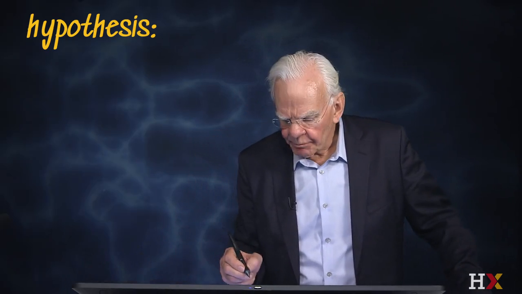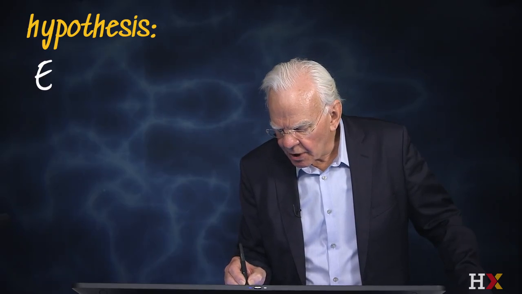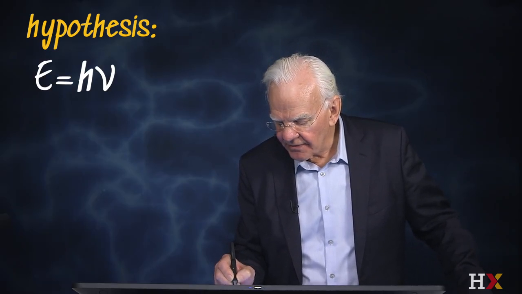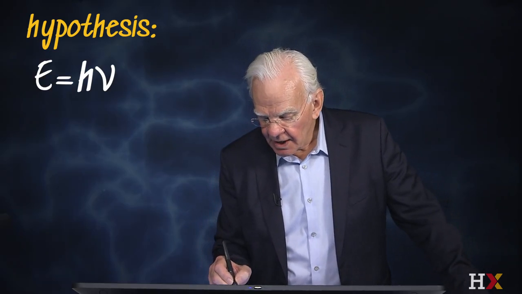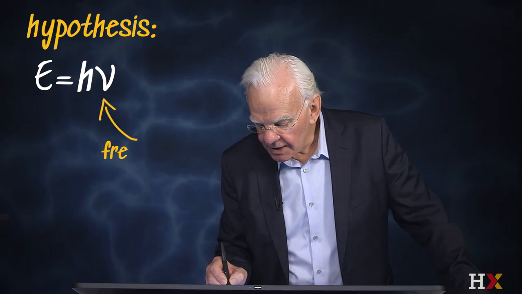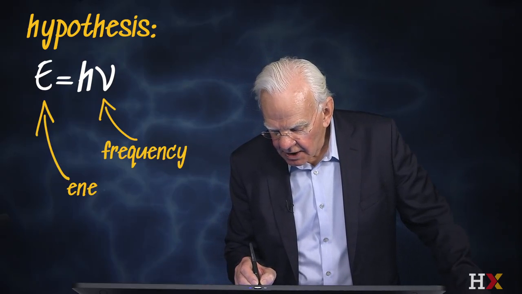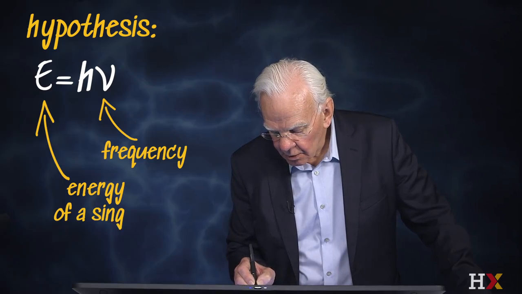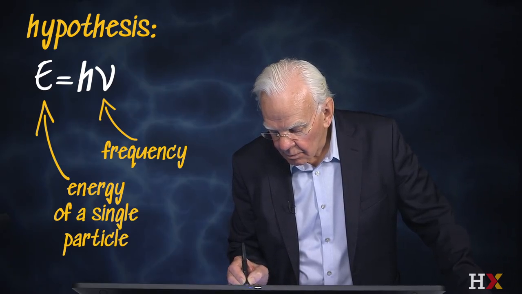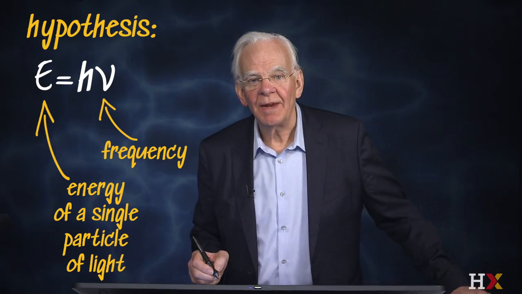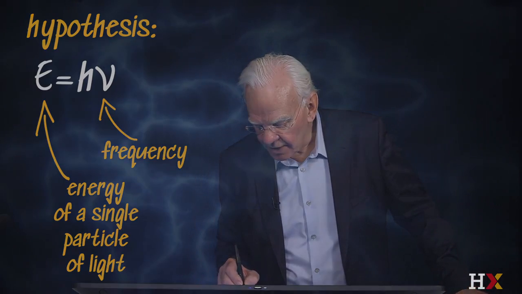But more than that, the energy of each one of those particles of light can be simply expressed as a constant times the frequency of that radiation. So nu is the frequency, and epsilon is the energy of a single particle of light. The name for that particle of light is the photon.